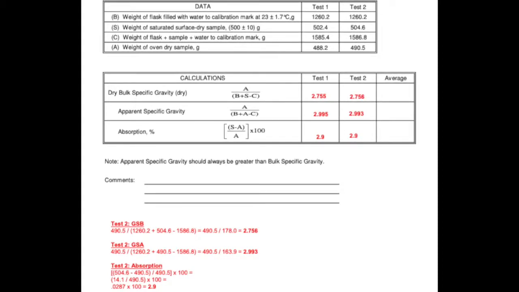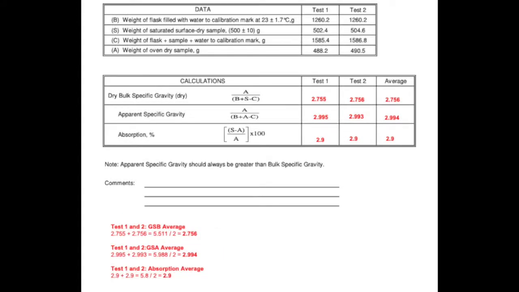Let's look at test number 2. Again, A divided by B plus S minus C, which will yield us a 2.756. On the apparent gravity, A divided by B plus A minus C, which will yield us a 2.993. In our absorption, S minus A divided by A times 100, which will yield us a 2.9.